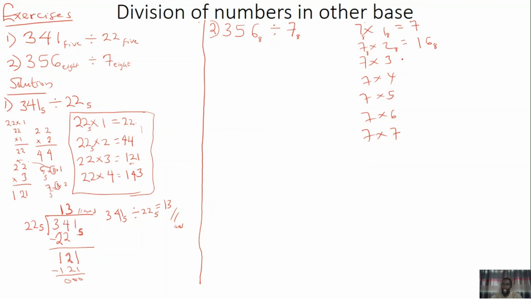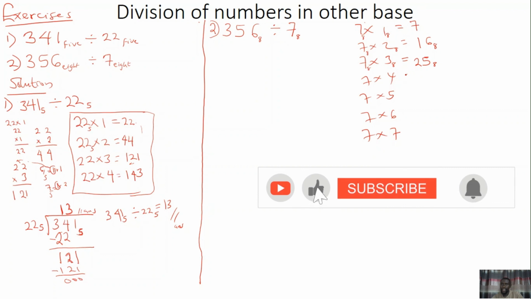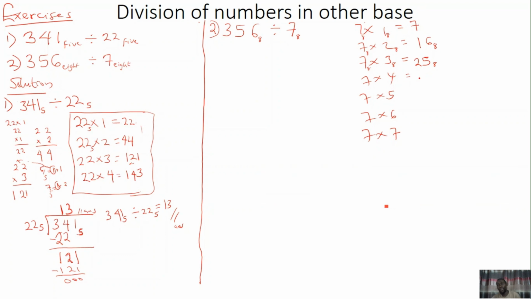Let's look at 7 times 3. 7 times 3 is 21. Because 21 is greater than 8, which is the base in which we are working, we are going to divide it by 8. And that will give us 2 remainder 5. So we'll write 5 here, and we're going to write the 2 here. Then next, 7 times 4, that is 28, divided by 8, that is 3 remainder 4.